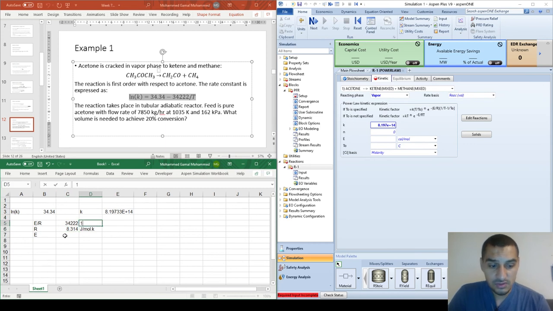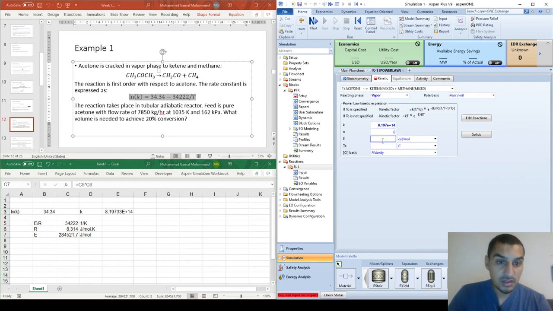If I want to calculate E, it's E over R multiplied by R. I know that E over R has the units of Kelvin, because multiplied by 1 over T it is going to be dimensionless. I'm sorry, it's Kelvin. So E is E over R multiplied by R, and this is in the units of joule per mole, or it's going to be kilojoule per kilomole, and this is 28452. Yeah, so it's now right.